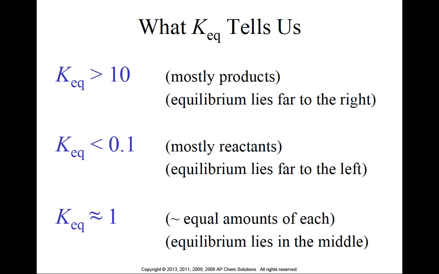This kind of summarizes that. If your K value gets big, especially more than 10, the equilibrium lies far to the right. It's going to be mostly products. If it's less than 0.1, it's going to greatly favor reactants and the equilibrium lies far to the left. If your Keq is pretty close to 1, that means we basically have equal amounts of products and reactants at equilibrium.